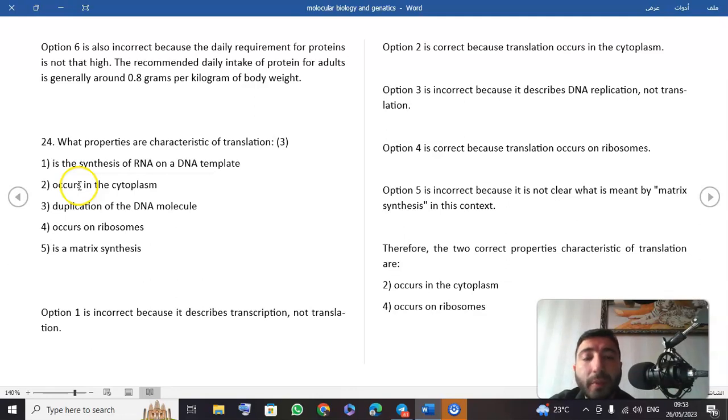Option number 3 is also incorrect because that describes DNA replication, not translation. So the duplication of a DNA molecule is incorrect. Option number 4 is also correct because translation occurs in ribosomes. Option number 5 is incorrect because it's not clear what is meant by matrix synthesis in this context, so it's not correct.